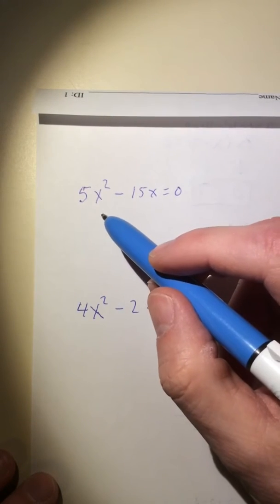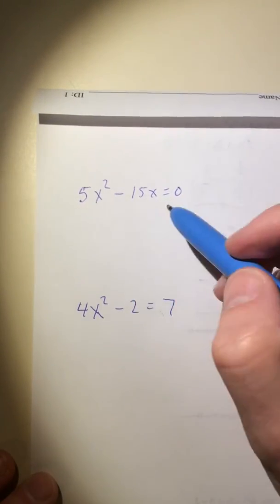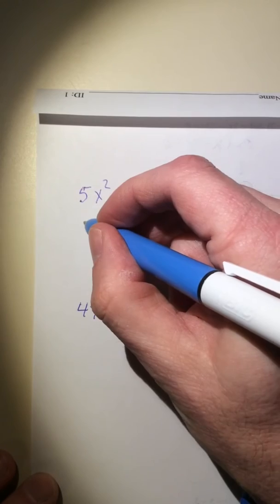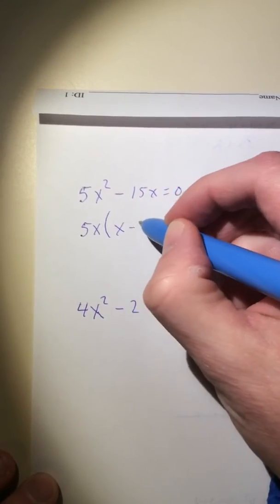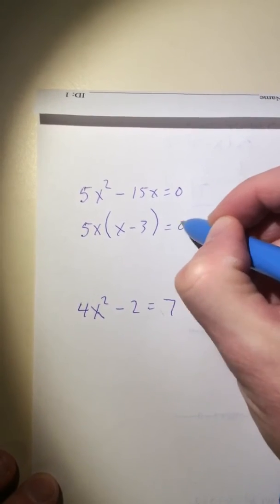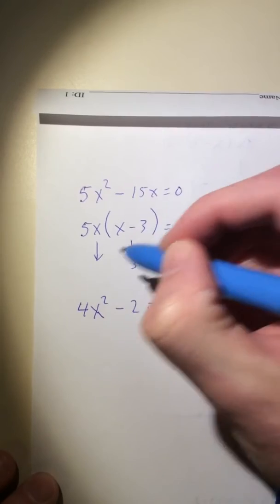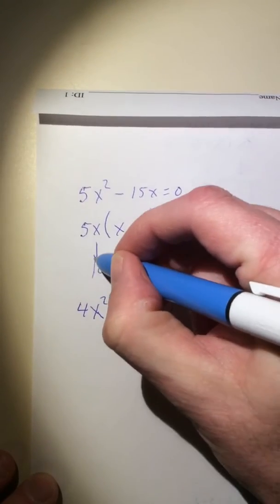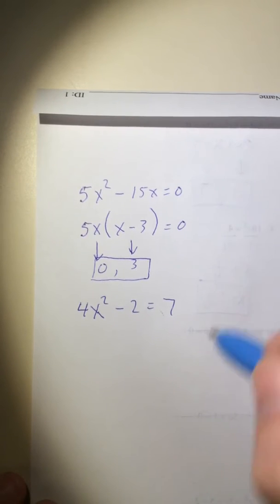Okay, so presumably you did okay, and you actually did the work. As we look at this, we recognize we can factor out a 5x. So we factor out a 5x, and then we get x minus 3. The solution we get from here is 3, and the solution we get from here is 0. And we are done. Easy enough.